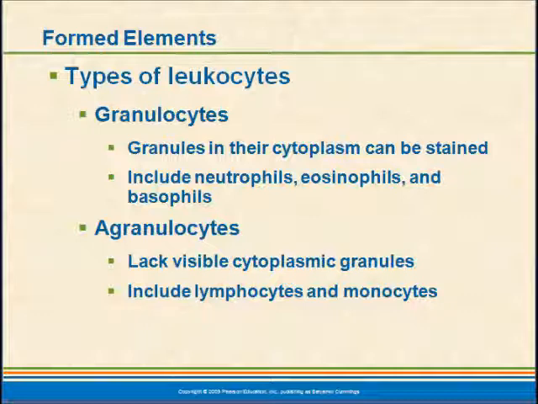The granulocytes have granules in their cytoplasm, and they can be stained, and that includes, again, the neutrophils, eosinophils, and basophils. The agranulocytes lack any kind of granules, and that includes the lymphocytes and the monocytes.